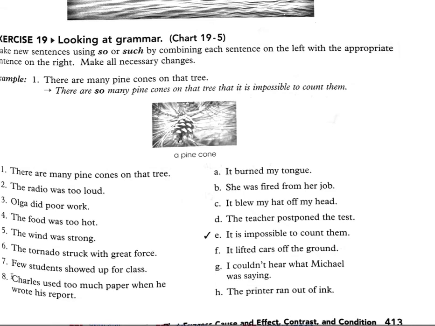And number 8. Charles used too much paper when he wrote his report. Here we have an expression of quantity, so we're going to take off too and put so. Charles used so much paper when he wrote his report that, letter H, the printer ran out of ink. Again, Charles used so much paper when he wrote his report that the printer ran out of ink, letter H.